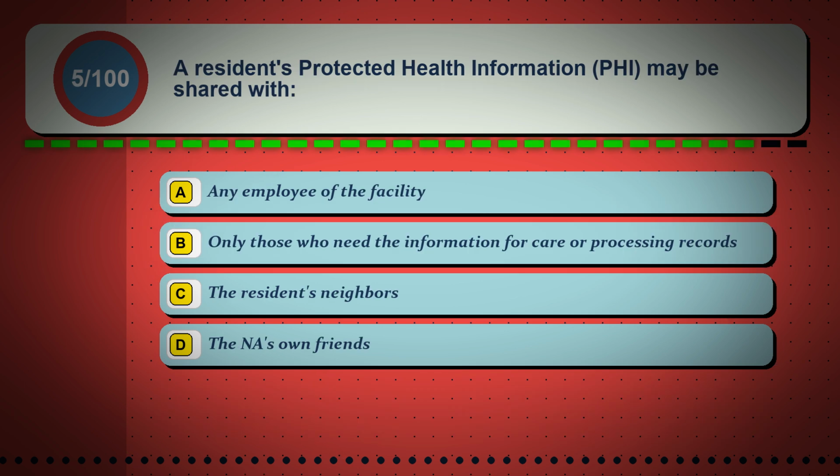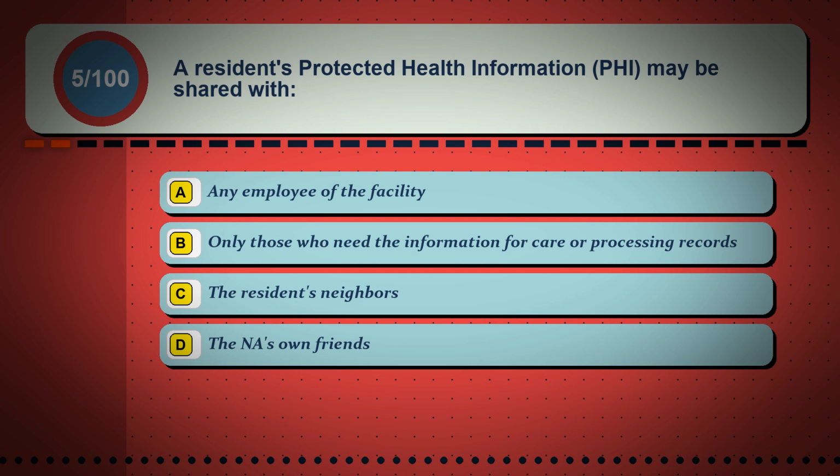Question 5. A resident's protected health information, PHI, may be shared with: Option A. Any employee of the facility. Option B. Only those who need the information for care or processing records. Option C. The resident's neighbors. Option D. The NA's own friends.